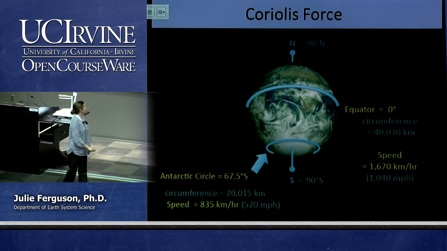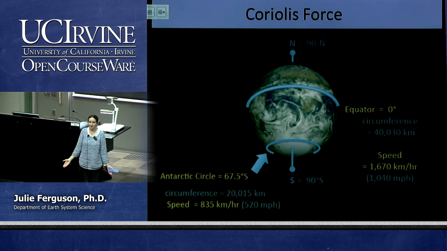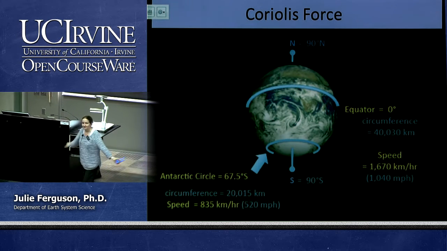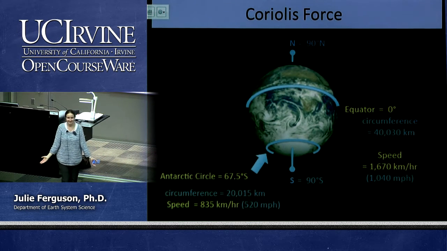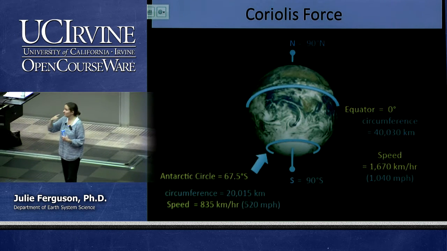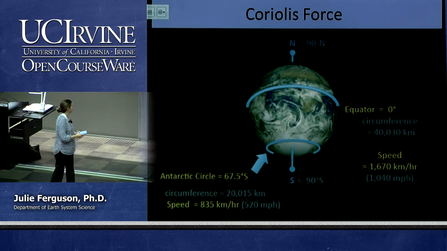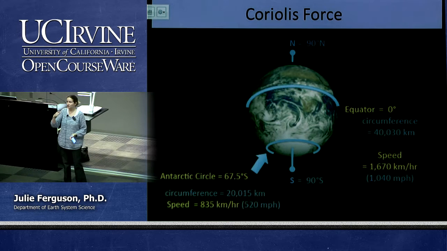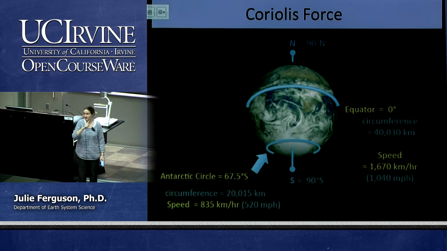If we go up to the pole, if you stood right at the North Pole, what would you have to do to get back to the same place in 24 hours? You're probably not going to be traveling very fast. And so this difference in the speed at which things are moving on the Earth's surface is what is causing that Coriolis effect. If you go to the Antarctic Circle or the Arctic Circle, you have less distance to travel in the same amount of time. You're traveling less fast.